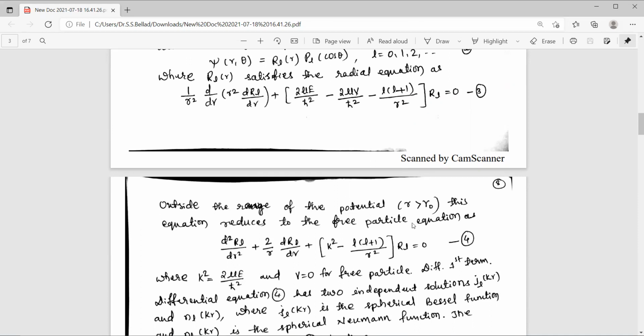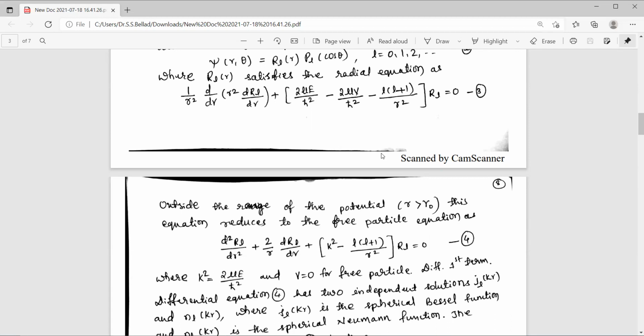And as I told, outside the range of this potential, the potential means that the particle is not interacting with the target particle. Because of that, the incoming particle passes the target particle without scattering or without interacting with it. So for that reason, we can consider this incoming particle as a free particle because there is no interaction.